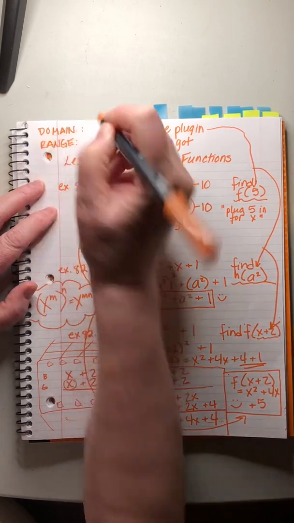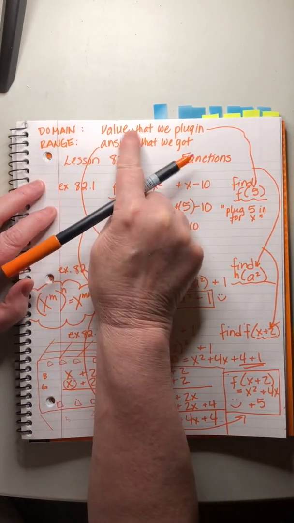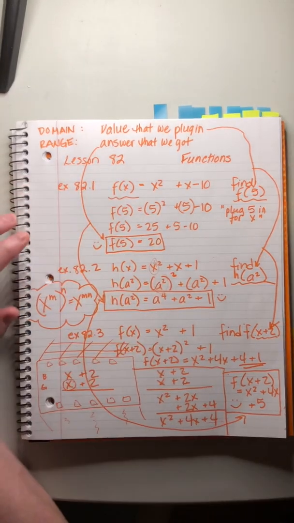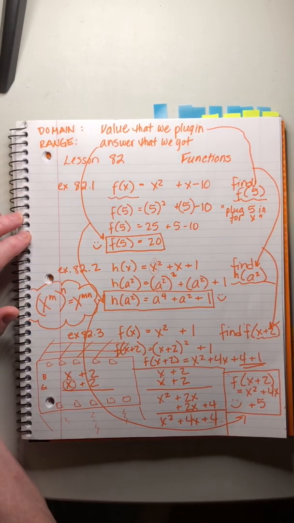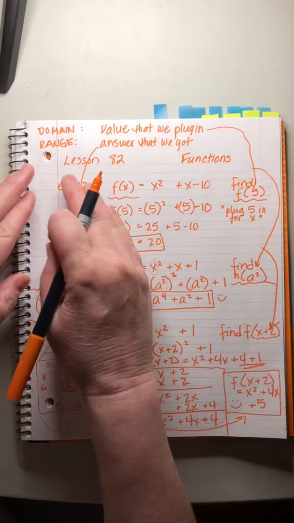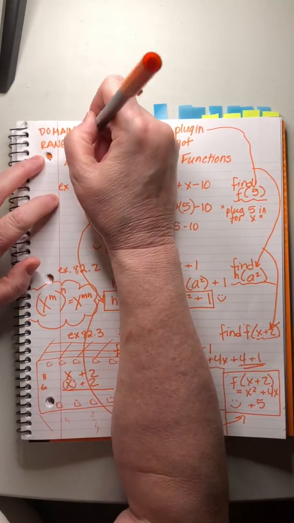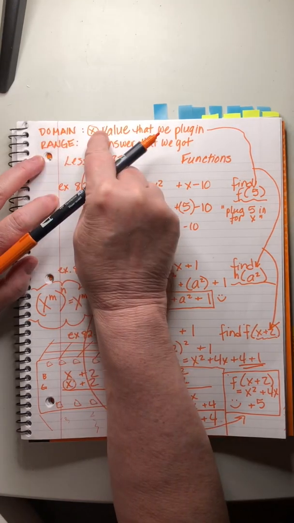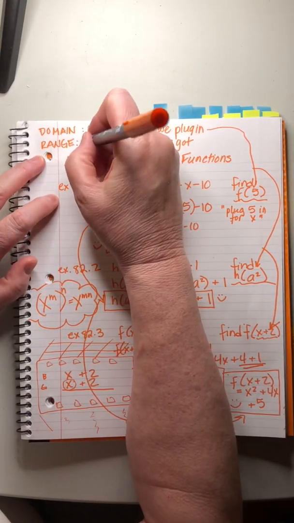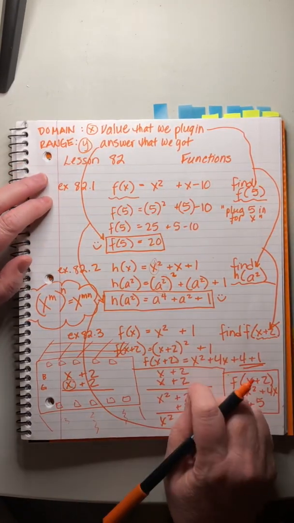It's that simple, you guys. The domain is what we plug in. The range is what we get out. Okay? And now we're gonna take these ideas and apply them to graphs, and I'll show you that in a minute, but I just want you to put this in your notes. Domain is associated with X, and range is associated with Y.